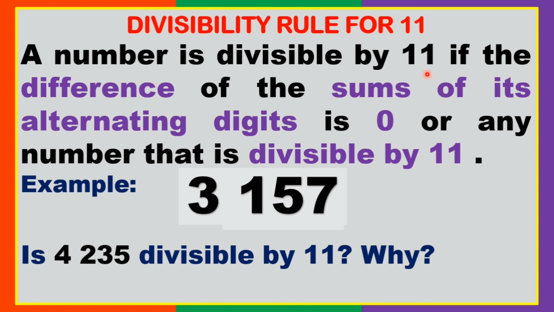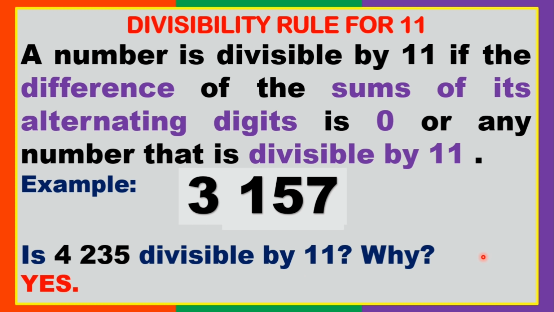Now, is 4,235 divisible by 11? Why? What do you think? Our answer is yes. Why? Let's get the sum of 5 plus 2. We have 7. Let's get the sum of 3 plus 4. We get also 7. Therefore, 7 minus 7 is also 0. Therefore, 4,235 is divisible by 11.